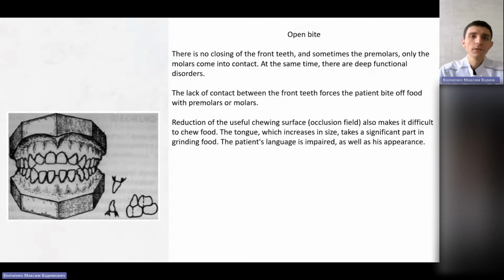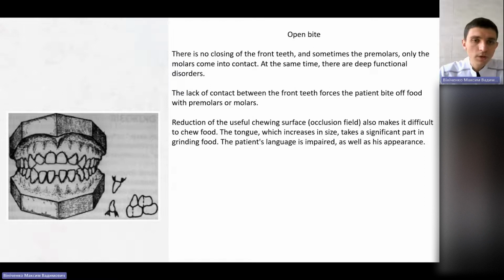Open bite. There is no closing in the front teeth. And sometimes the premolars, only the molars come into contact. At the same time, there are deep functional disorders. There are also two types of this open bite. For example, we could have the first type and the second type of this open bite. For example, these are our second molars.